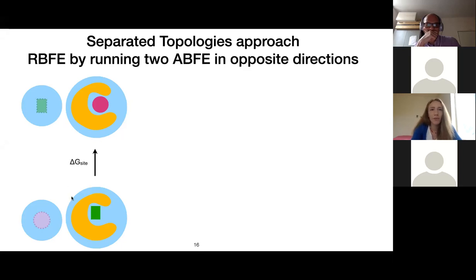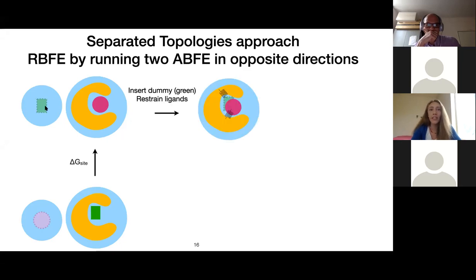directions. Here I'm showing you the thermodynamic cycle of the binding site. Then something similar has to be done in the solvent too. But here we start off with one of the ligands as a dummy ligand in the solvent, and the other one is interacting in the binding site.